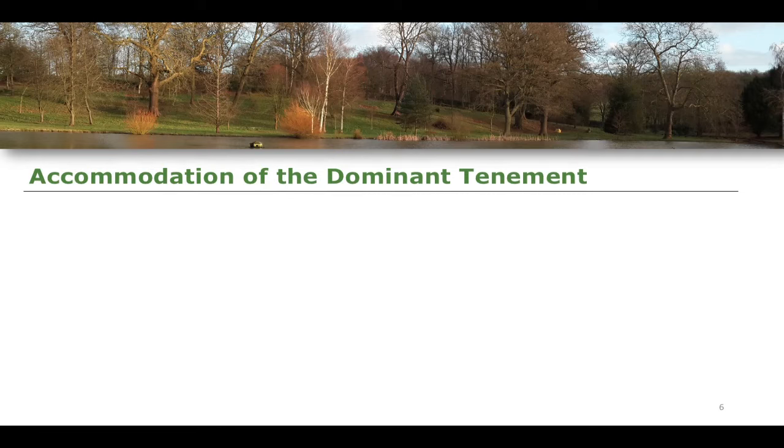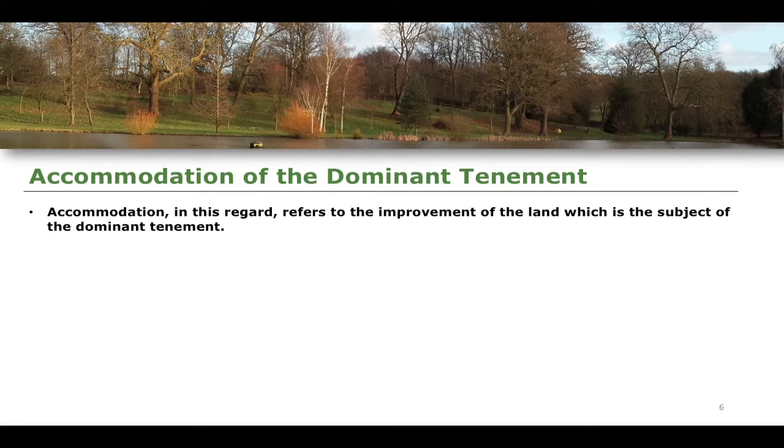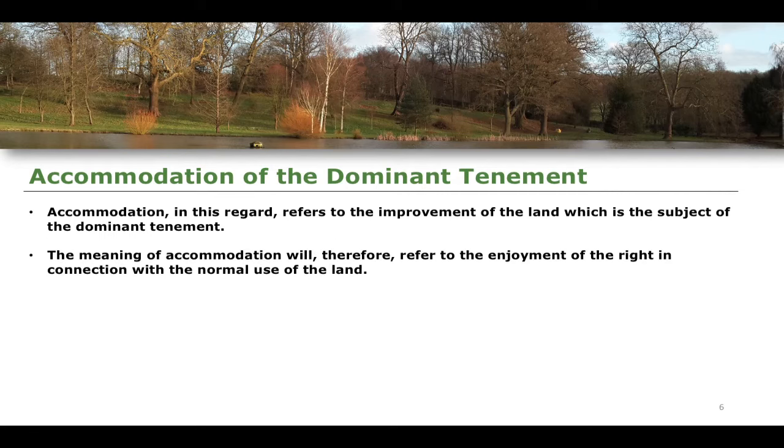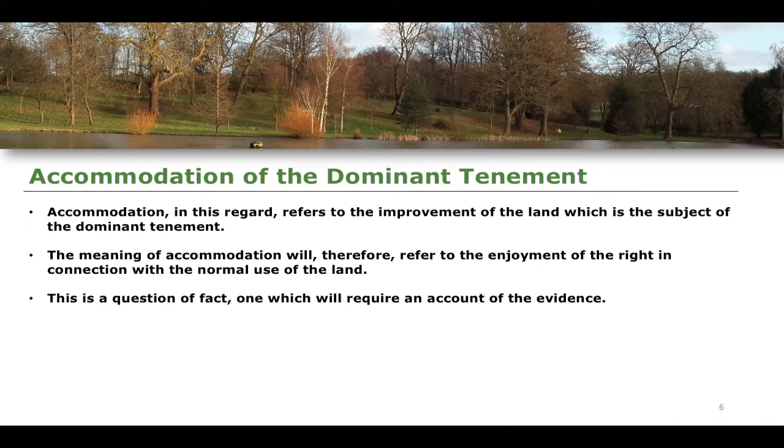The next requirement: an accommodation of the dominant tenement. What does this mean? Well, accommodation in this regard simply refers to the improvement of the land which is the subject of the dominant tenement. So there must be an improvement of the land as a result of this. The meaning of accommodation in this regard, therefore, refers to the enjoyment of the right in connection with the normal use of the land, okay? So there is an accommodation of the dominant tenement as a result of the enjoyment of that right in connection with an ordinary use of that land. This will be a question of fact, and it is one that will require an account of evidence, simply put.